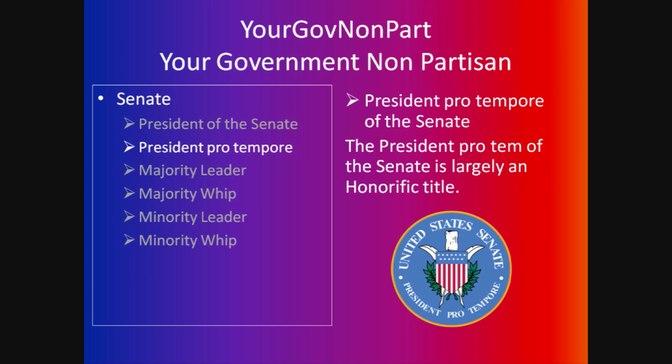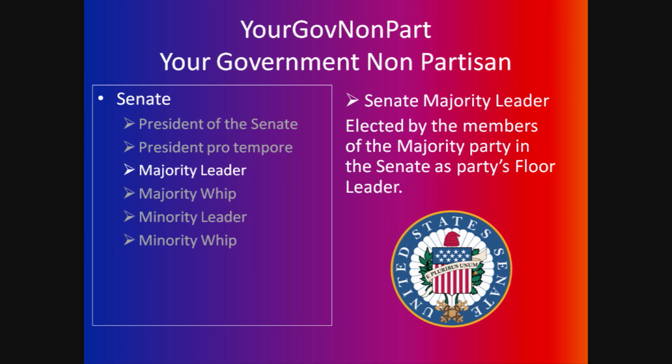After him is the Majority Leader of the Senate, simply referred to as the Majority Leader. The Majority Leader gives guidance and direction to his party and helps to maintain party unity and understanding of their objectives. His assistant is referred to as the Majority Whip.